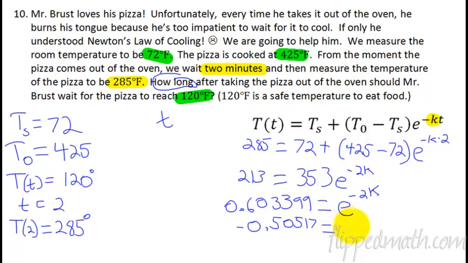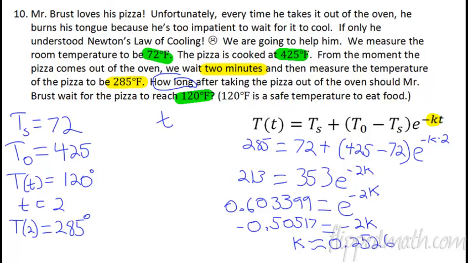And then if I take the natural log of the right side, I get negative 2k. Last step is to divide both sides by negative 2, and that will give me that k is approximately 0.252. Let's go one more decimal, 0.2526. All right, that's an important part here. Okay, so we've got what our k is.